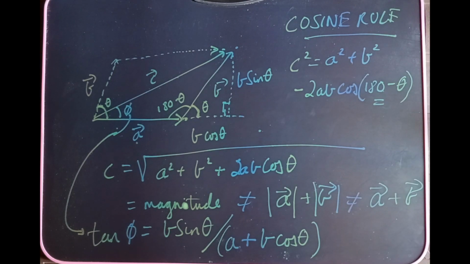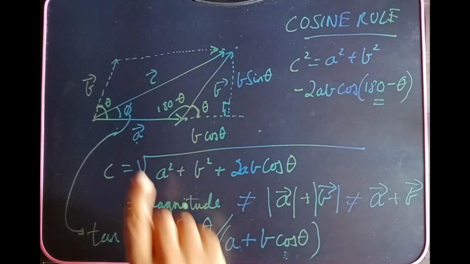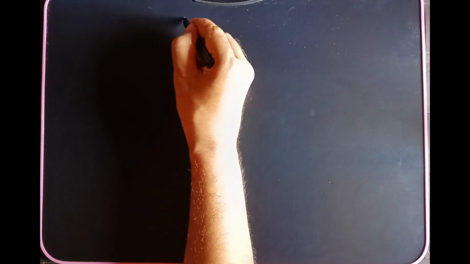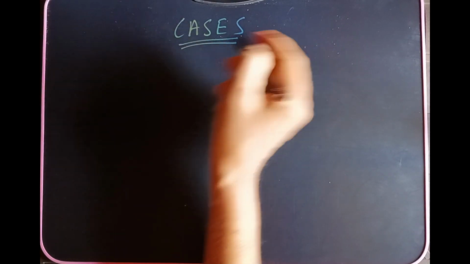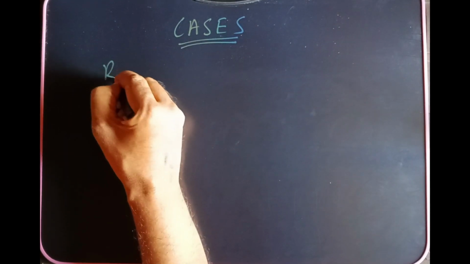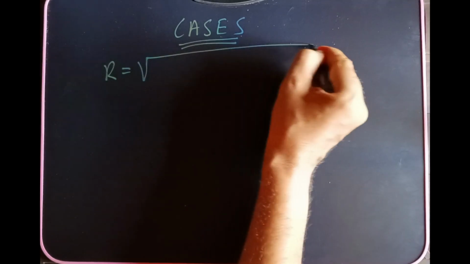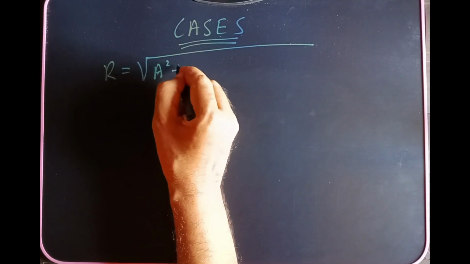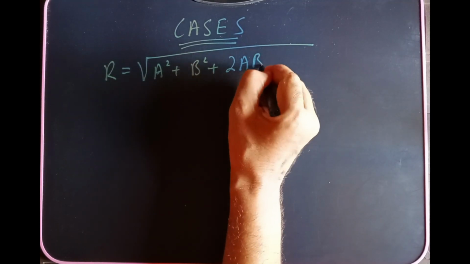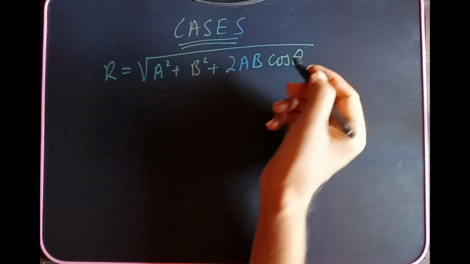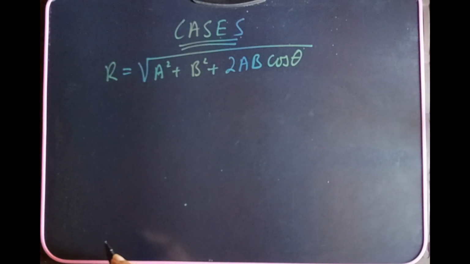So let us see some cases now. Let us see a few cases. Next, I'll clear this out. We'll take a few cases. We have the formula: the resultant vector is equal to the square root of A square plus B square plus 2AB cos theta. Okay. Now when will R be maximum?